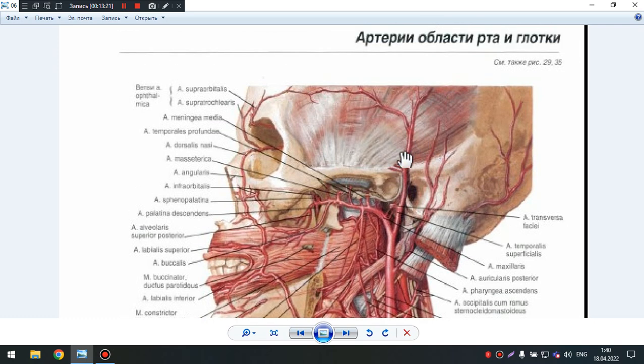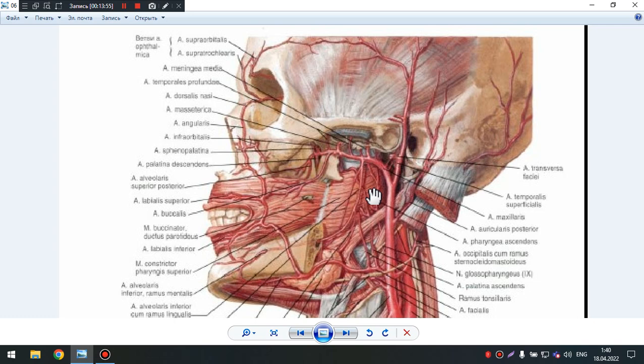Near the temporal fossa, at the level of the temporal fossa, it gives the frontal branches, parietal branches, and the middle temporal artery. They supply blood to the roof of the skull: frontal, parietal, occipital, temporal, squamous bones, and the skin and muscles of this region.